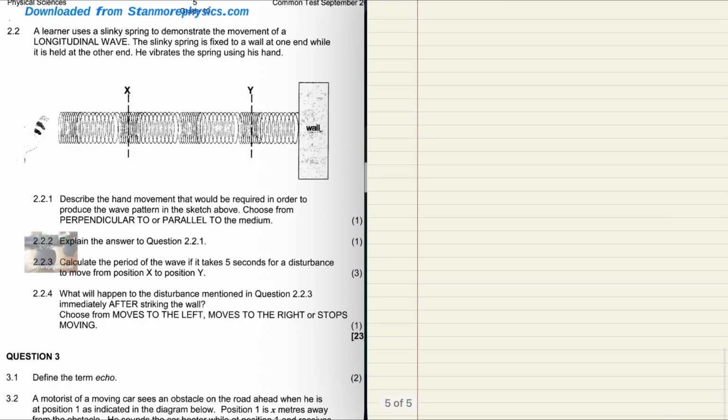So question 2.2.3, calculate the period of the wave if it takes 5 seconds for a disturbance to move from X to Y. So from X to Y is 2 waves. So 2 waves takes 5 seconds. Now period measures the time it takes for one wave. So one wave is going to equal 5 divided by 2, which is 2.5 seconds.